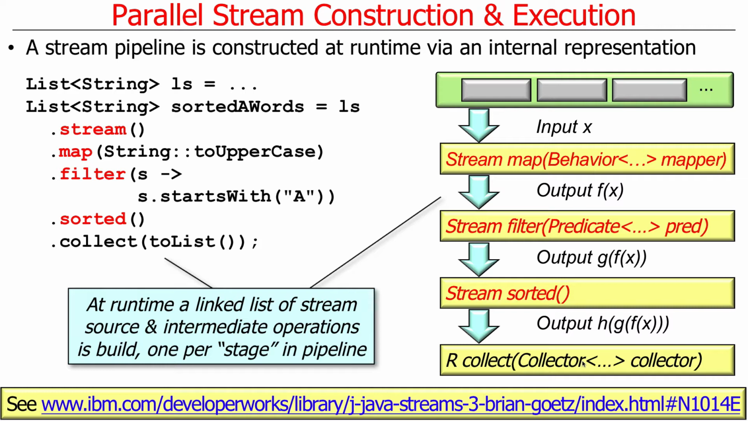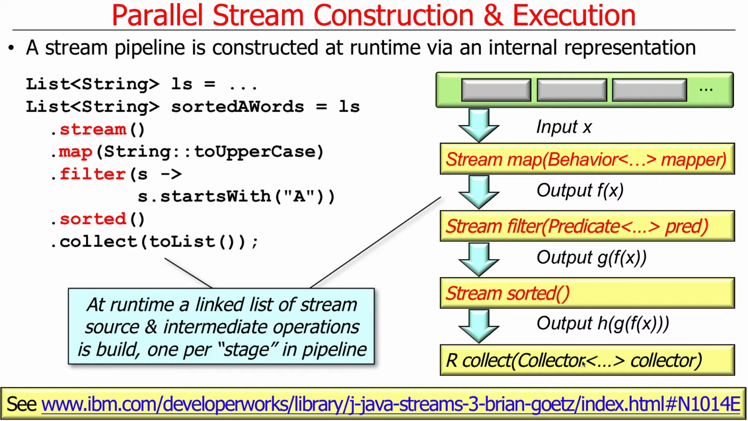Okay, so a stream pipeline is constructed at runtime using an internal representation that's based on a linked list. What's interesting is that when you run your program, you've written code and it's turned into bytecode and it's running. As this code runs, it's actually not doing anything when it sees stream or map or filter or sorted. Well, I take it back. It's doing something. It's not doing those operations. Instead, it's building up a linked list of these operations, and these things are basically being pushed on to the linked list.